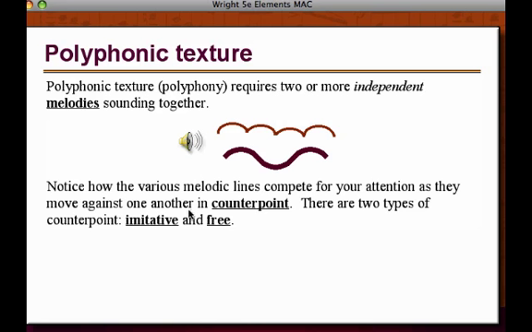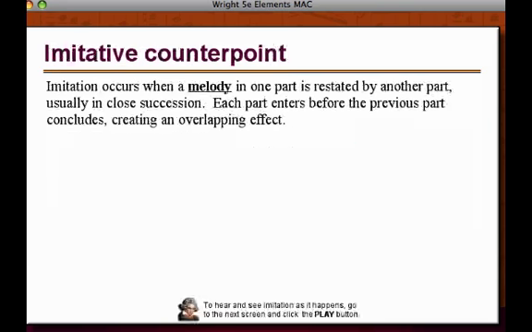Perhaps a more common way of creating counterpoint or polyphony is through the use of something called imitation. Actually, you all know what imitation is. Imitation is something sort of like an echo effect. So here's an example of a polyphonic texture that's created by the use of imitation.